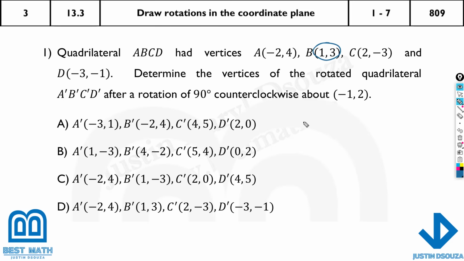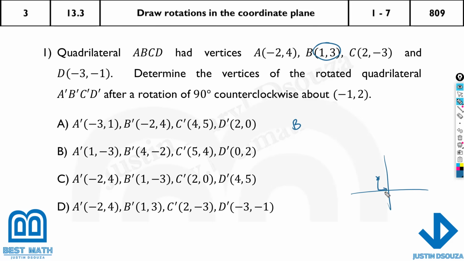First, what do I have to do? The rotation is about this point, which means it's not at the center, right? So I'll just add 1 and subtract 2. Whatever the point B is, you should do the inverse of the given point. We're rotating about -1 and 2 over here, right? Now, we know the formula is only about the origin.